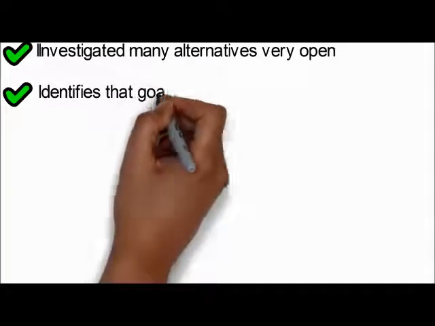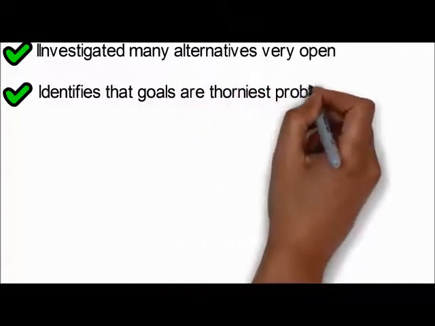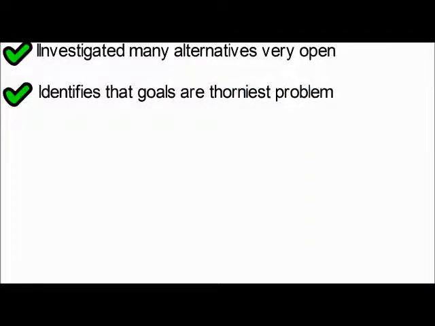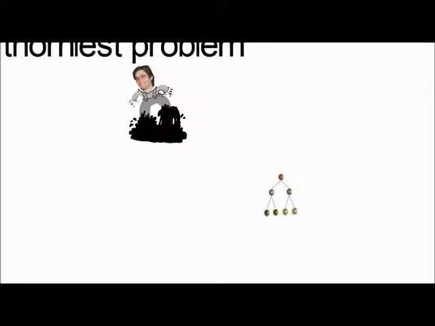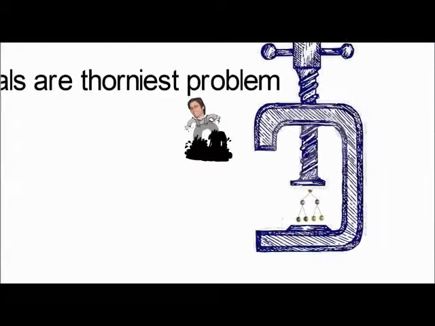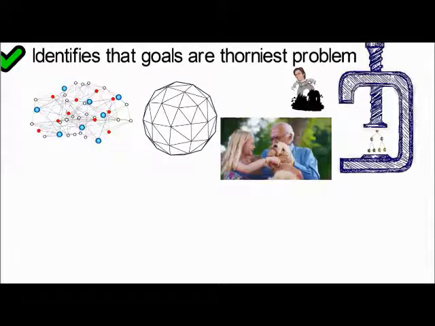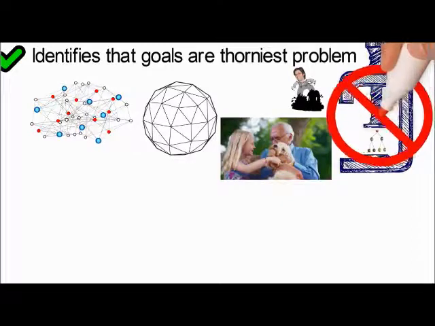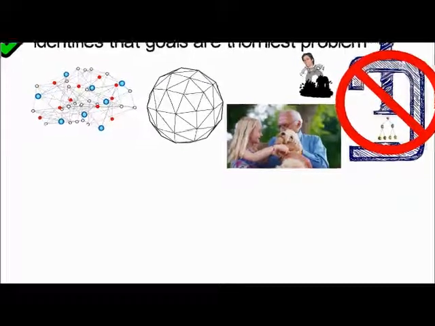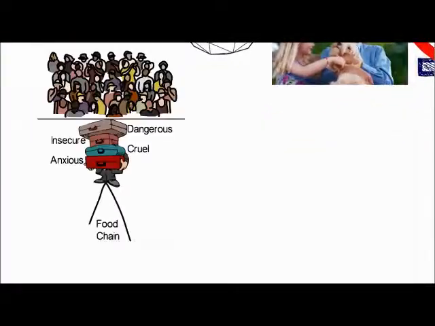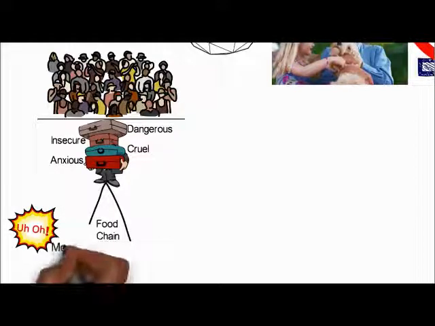So again, I think he identifies that goals are the thorniest problem in terms of artificial intelligence and us, but he's stuck again in this hierarchy and the hierarchy kind of puts him in a vice, if you will, because the technologies actually can be a lot more dimensional, a lot more relational than just hierarchical.